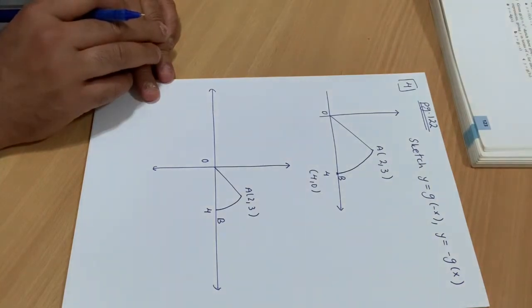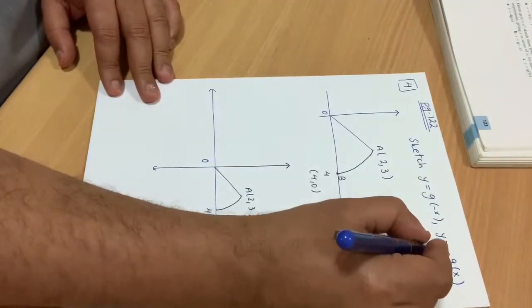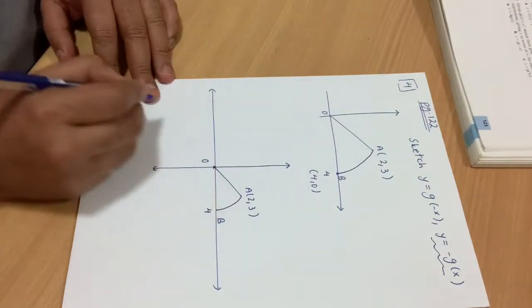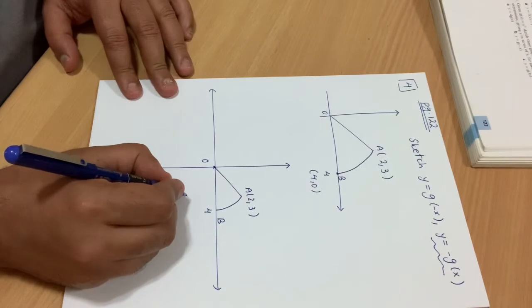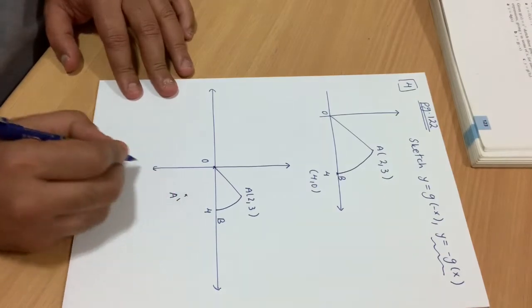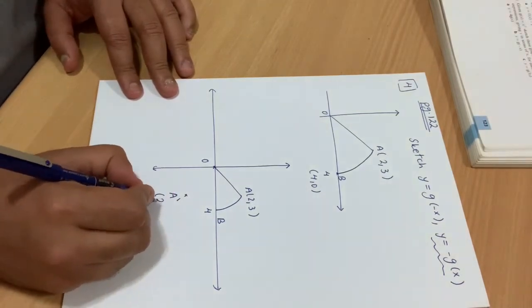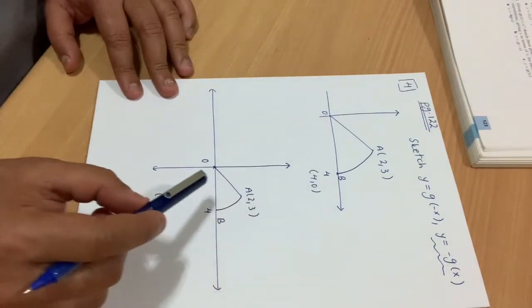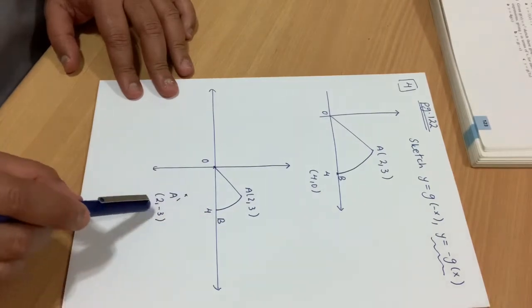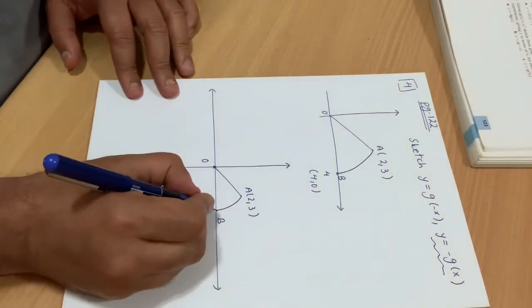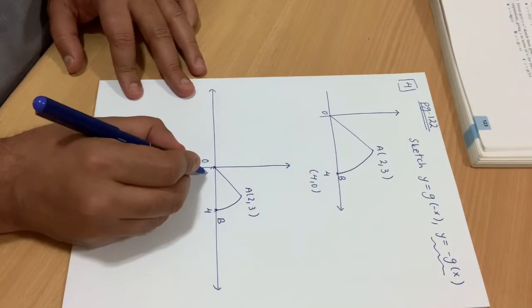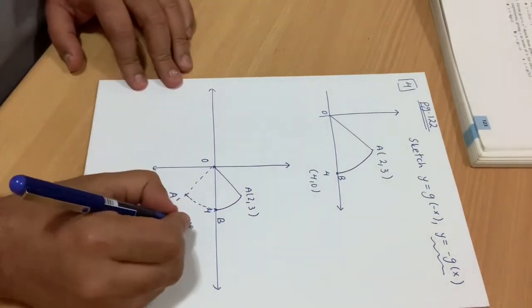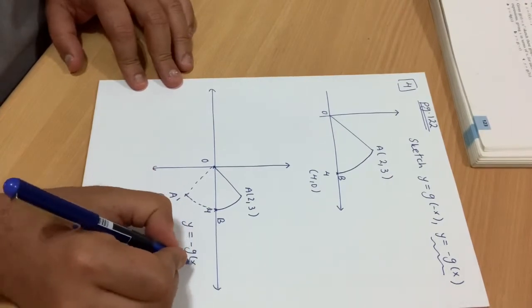Now let's do the reflection about the x-axis first, which is this curve, y equals negative g of x. This point stays the same. Point A, let's call it A dash, will have the coordinates 2 and negative 3, because when you reflect the curve about the x-axis, you change the sign of the y coordinate. And point B doesn't change at all. So this is the curve, y equals negative g of x.